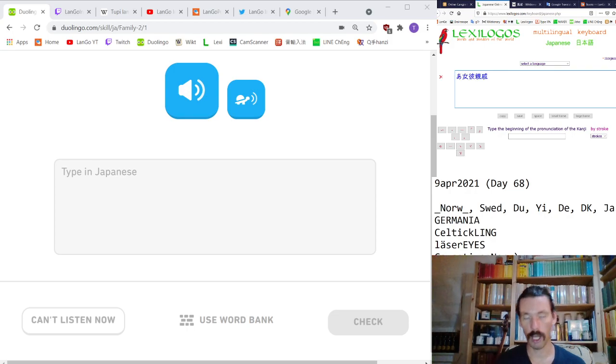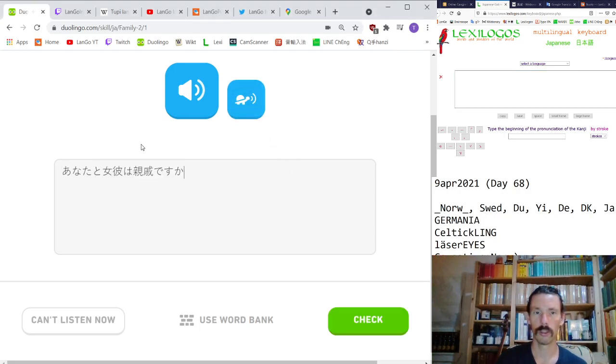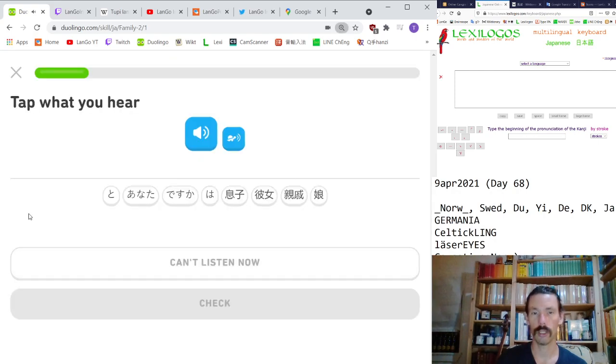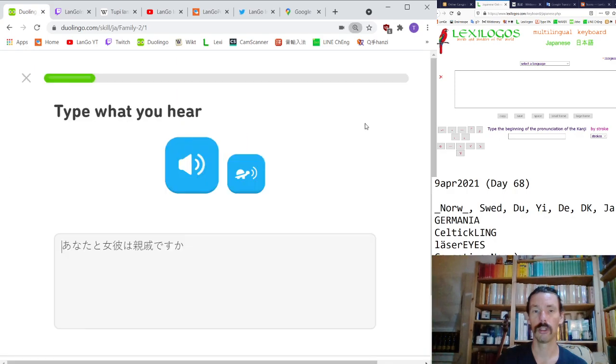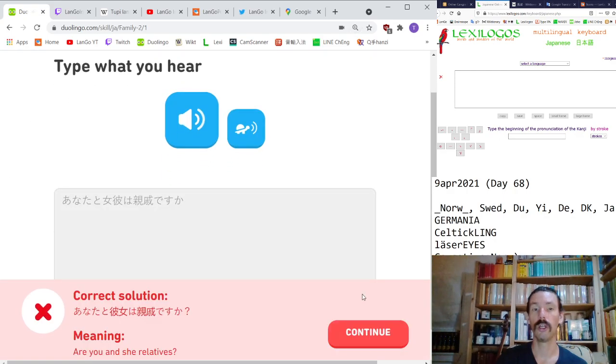So, starting with anata to kanojo wa shinseki desu ka. So, kanojo has a couple quite divergent meanings. あなたと彼女は親戚ですか？ It can mean either she, like here, are you and she relatives? Or it can mean girlfriend.